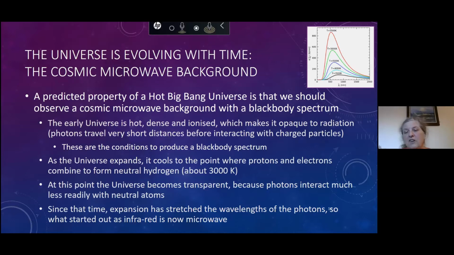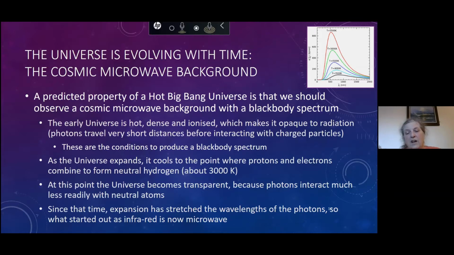Now, photons interact much less readily with neutral things than they do with charged things. So once the protons and electrons have combined to form neutral hydrogen, the universe quite suddenly, over a quite short period of time, turns from being opaque to being transparent. And that, as the saying goes, decouples this black body spectrum from the matter in the universe. And from then on, those photons just stream freely through empty space. And as they stream freely through empty space, because the universe is expanding, that expansion stretches the wavelengths of the photons. And that time when the universe cooled to 3000 Kelvin is at a redshift of about 1100.